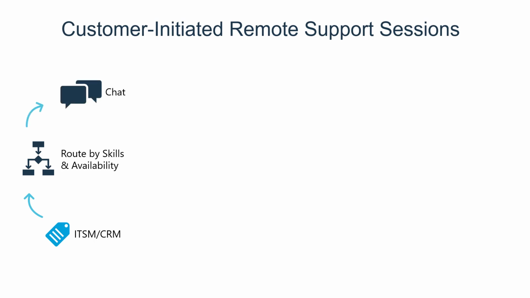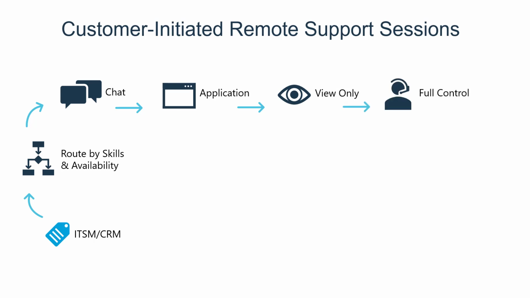Incidents can begin with web-based chat. Then the customer can share specific applications with the technician, let the rep view their system or certain applications, or allow full control of their system or applications. Every increasing level of access is permission-based, and the customer always retains overriding control of their system.